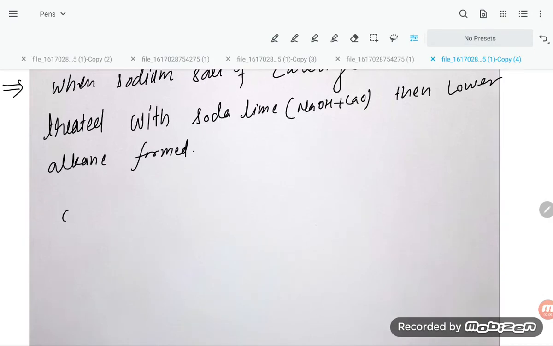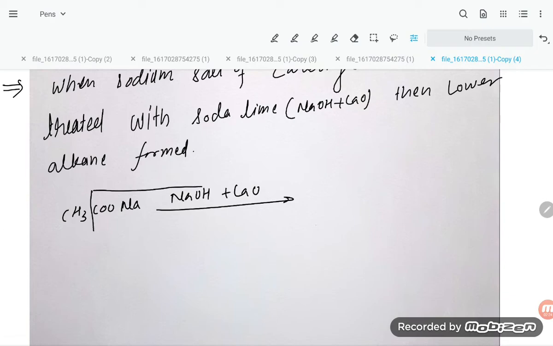Now you see, student, CH3COONa is there, and you are going to treat it with NaOH plus CaO, right? So how is the product going to form? Here you see, it is going to form Na2CO3 plus CH4. So CH4 gas will form. Here there are 2 carbons, 1 and 2, but in the product only one carbon is there. Only one product is formed, so that is a lower alkane, right, students?